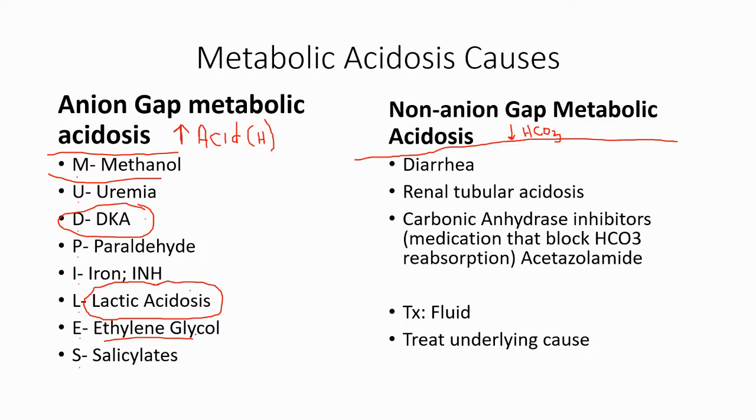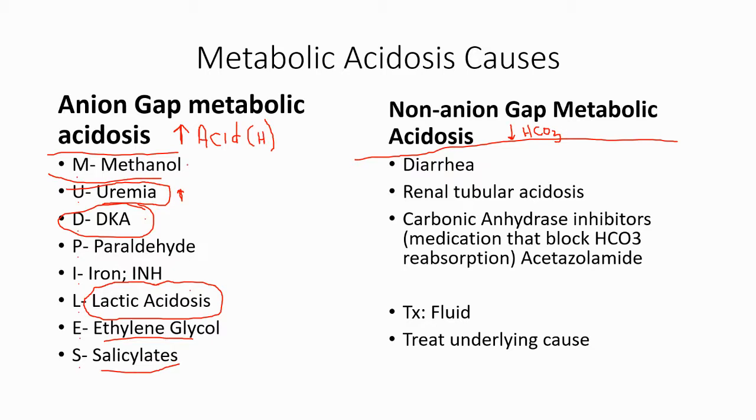So again, it's easy to figure out. We get a BMP, we figure out if there's a gap, something is up. We've got to take it one step further. Uremia is basically when somebody's kidneys fail and their urates and azotemia increase, which could put them in a gap as well. INH is an antibiotic that we use for tuberculosis. Iron and salicylates, which are aspirin, could also put somebody into an anion gap metabolic acidosis.